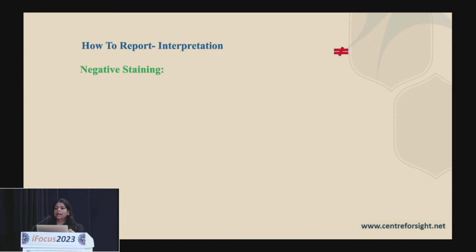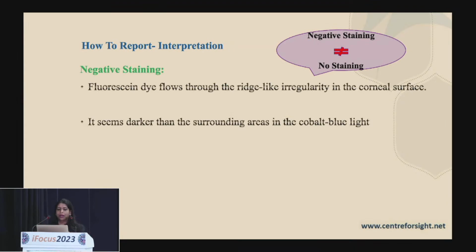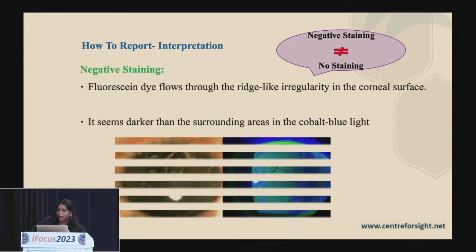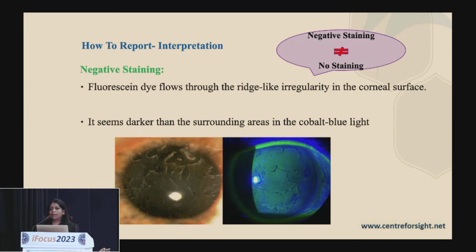Negative staining. Negative staining doesn't mean no staining. You have to report negative staining because fluorescent dye flows through the ridges, like irregularity in the corneal surface, and it seems darker than the surrounding areas in the cobalt blue light. It is a very severe EBMD patient, and when you stain the patient, this is the negative staining you can see. So it doesn't mean that the cornea is not taking stain. Cornea is into negative staining.